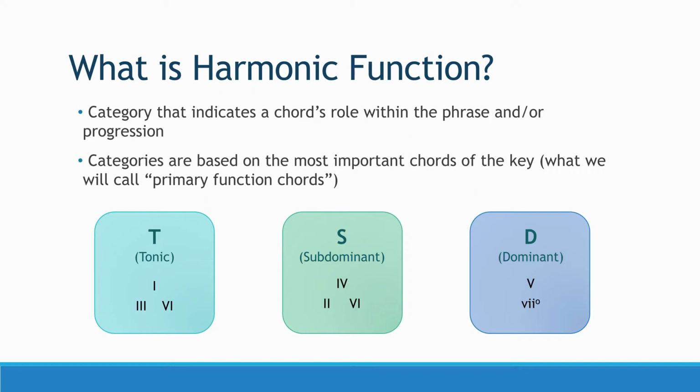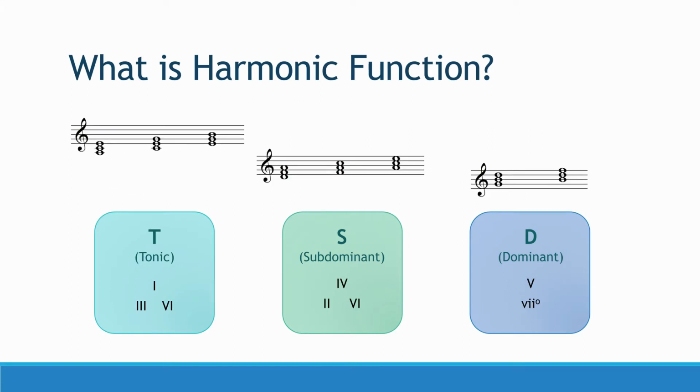So basically within each of our 3 categories, we have multiple chords that can fulfill these roles. In our tonic category, the 1 chord is obviously a tonic chord, thus its name, but the 3 chord and the 6 chord have a lot in common with that 1 chord and can thus function in the same role within the phrase. Similarly, in subdominant, the 2 and the 6 chord can function in the same role as 4. And in dominant, the 7 can function in the same role as 5. Why is that the case? Well, the reason that they function in the same category is that they have a lot in common with one another.